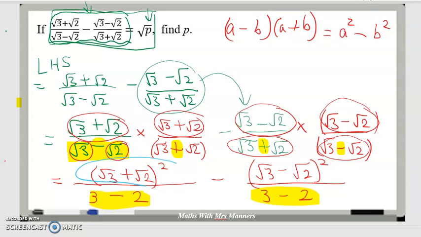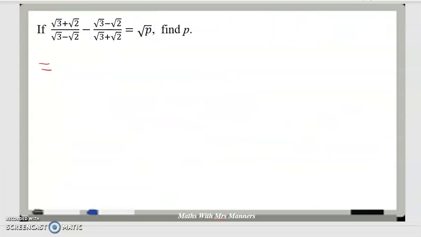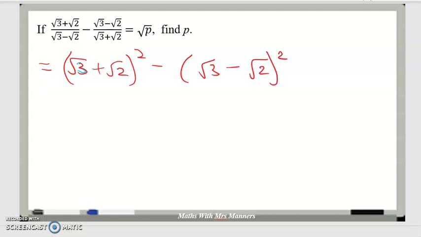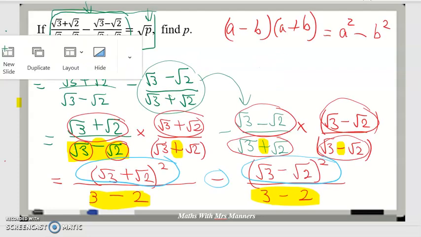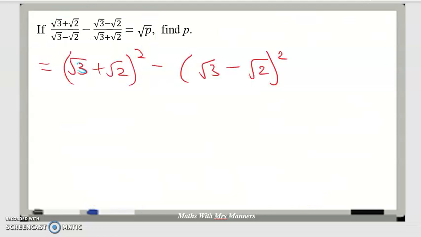So what I have is root 3 plus root 2 all squared minus root 3 minus root 2 all squared. Let's write that down. Root 3 plus root 2 all squared minus root 3 minus root 2 all squared. Just quickly check that. If you write the wrong thing, you're in trouble. All right, so now we're going to be talking about how to expand a perfect square.